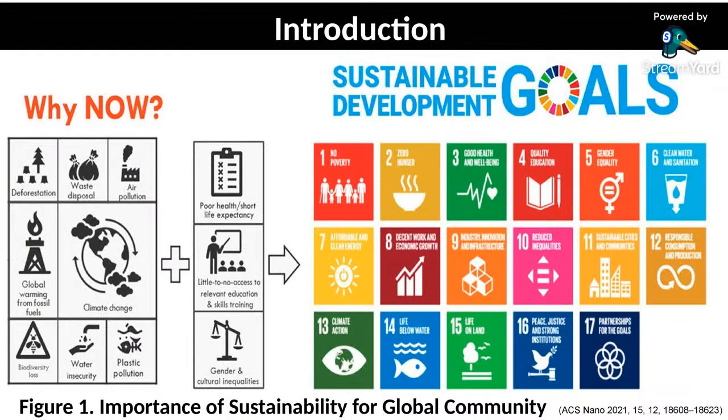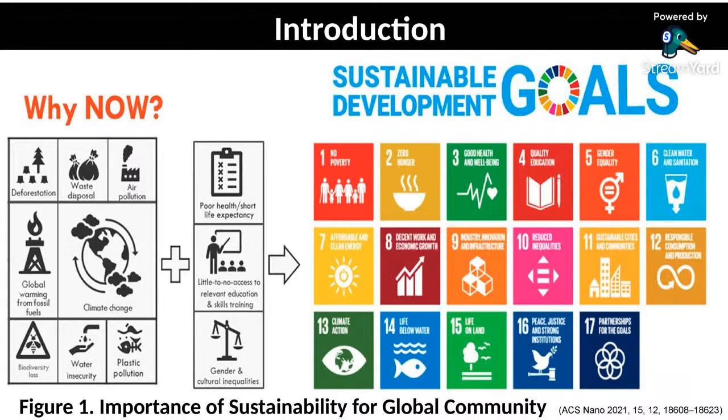So, first of all, when we talk about sustainability, we talk about the Sustainable Development Goals. There are 17 total Sustainable Development Goals, as you see on your screen. First is no poverty, then zero hunger, good health and well-being, quality education, gender equality, clean water and sanitation, affordable and clean energy, decent work and economic growth, industry and infrastructure, reduced inequality, and so on.